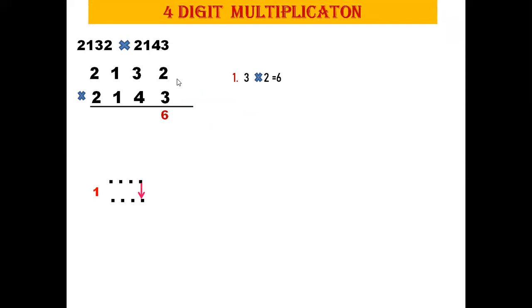Now we come to 4-digit multiplication. We will line up in this way. The first step is we'll multiply vertically. 3 times 2 is 6. So we write 6 here. Then we multiply crosswise. So 3 times 3 plus 4 into 2, which gives us 17. We write 7 and we write carried over below.